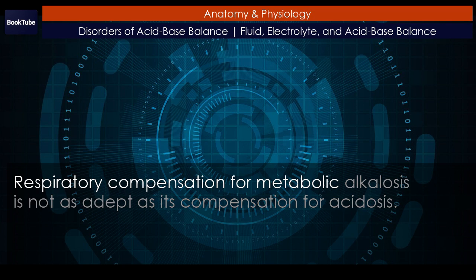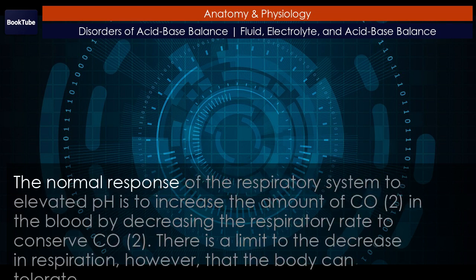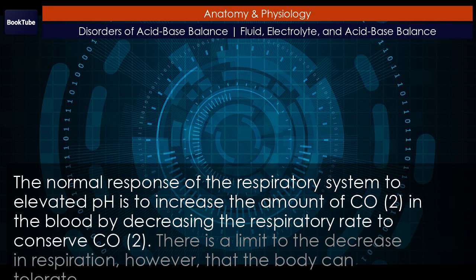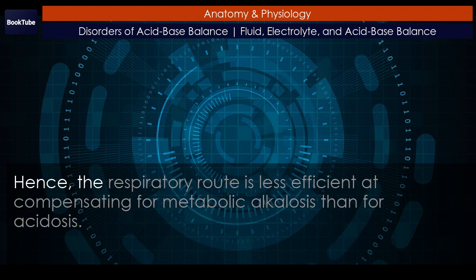Respiratory compensation for metabolic alkalosis is not as adept as its compensation for acidosis. The normal response of the respiratory system to elevated pH is to increase the amount of CO2 in the blood by decreasing the respiratory rate to conserve CO2. There is a limit to the decrease in respiration, however, that the body can tolerate. Hence, the respiratory route is less efficient at compensating for metabolic alkalosis than for acidosis.